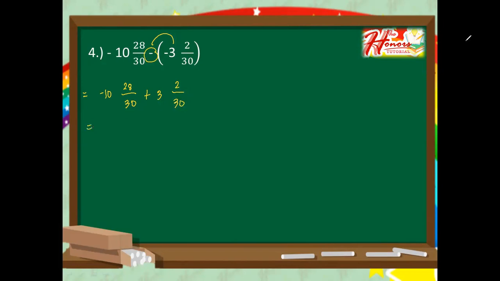And then the next thing that you have to do is to combine the whole numbers, which is negative 10 and positive 3. Negative 10 plus positive 3 is negative 7. It is because we have here different signs. The other number is positive, the other number is negative. So therefore, we have to subtract the numbers and copy the sign of the larger number. And that is negative. So we have here negative 7.